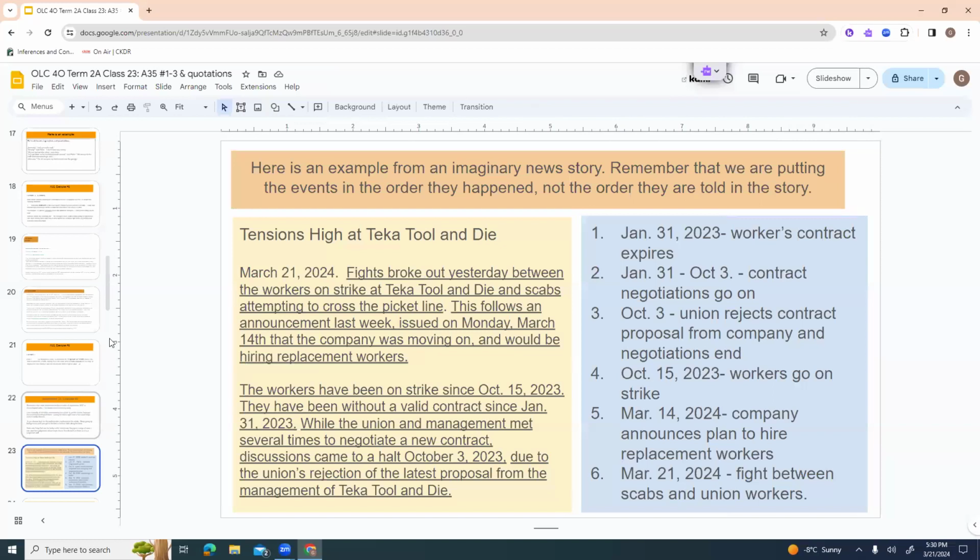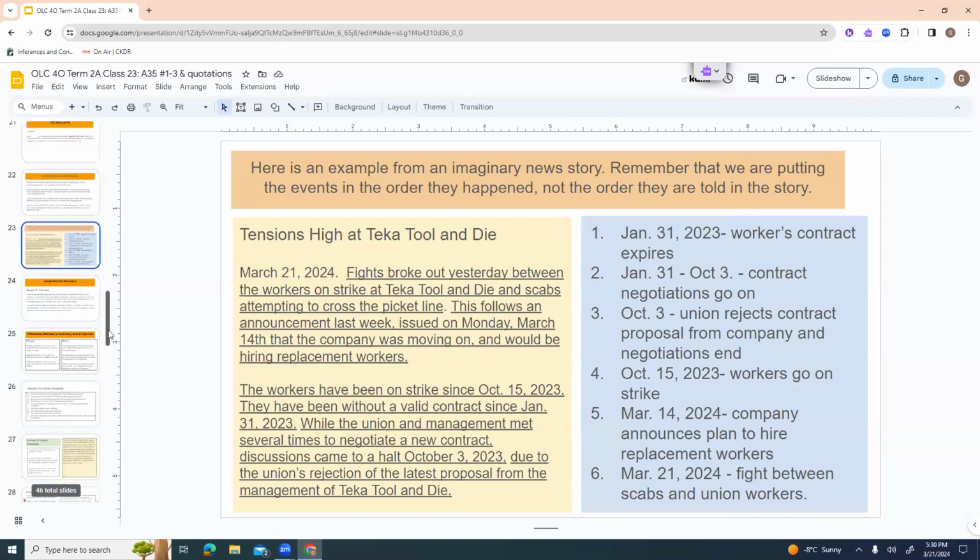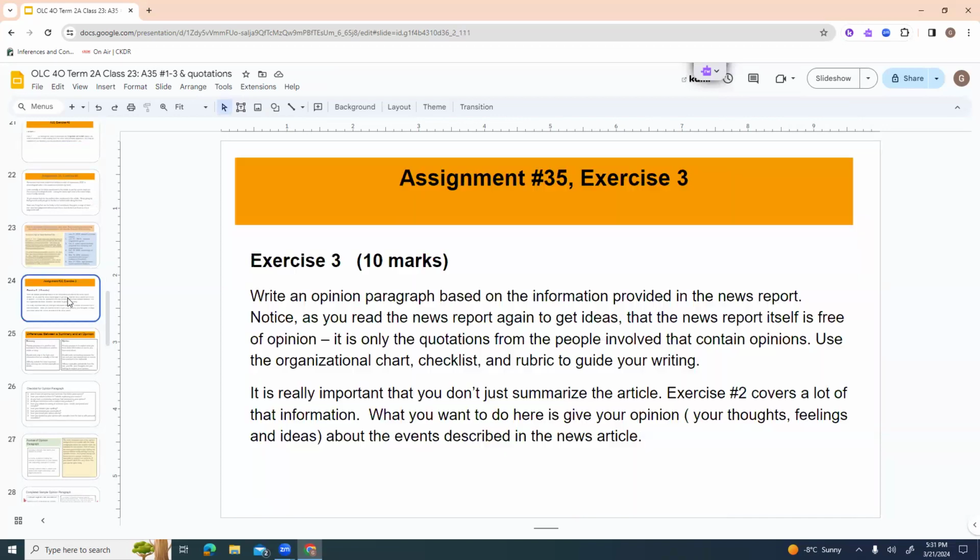I know it's a little bit unusual, but it's just to get you to notice the difference in format in a news report and how that affects things. Okay, so now we're looking at question number 3 in exercise 35.